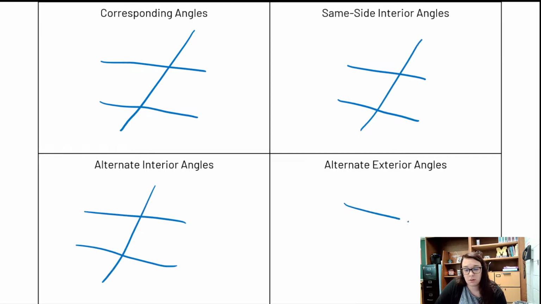Okay, corresponding, same spot. Top left, top left. Also this one and this one, for example. There's two more, but I don't want to draw them, it'll get messy.